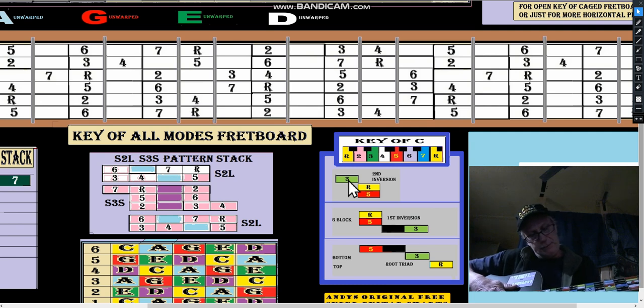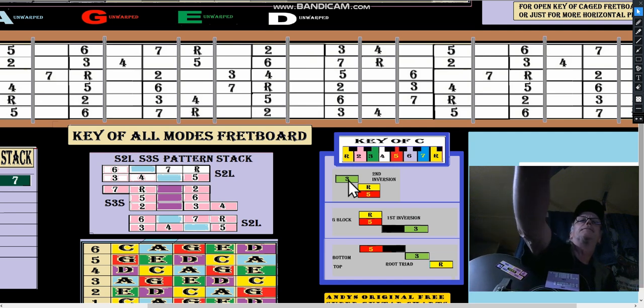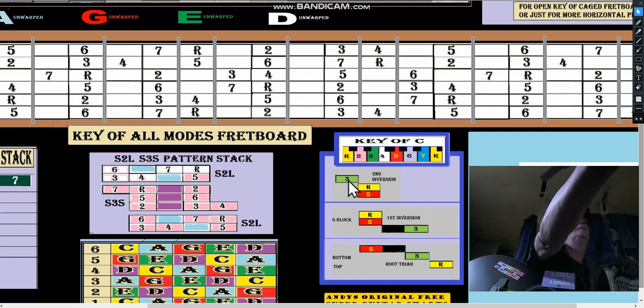An A-shaped D. An A-shaped D would be where would it be? This would be E. This would be D. Okay, this is the C. An A-shaped D would be like here. They'll say, there's your E right there. But they're not telling you it's second inversion.